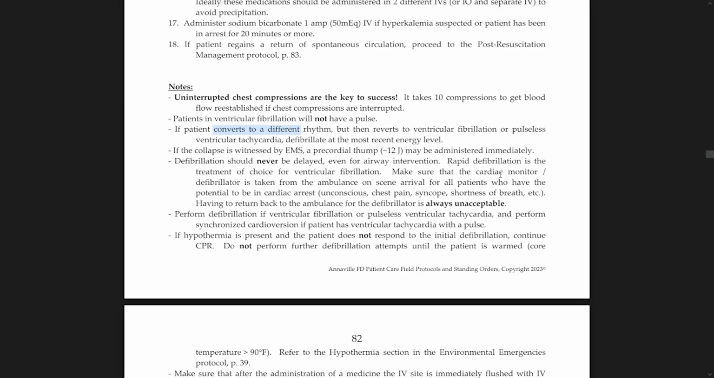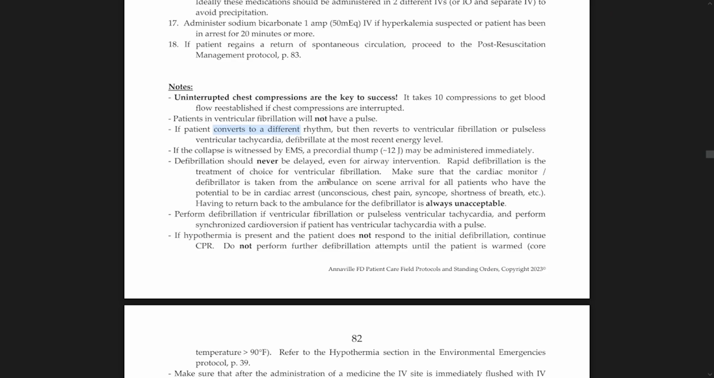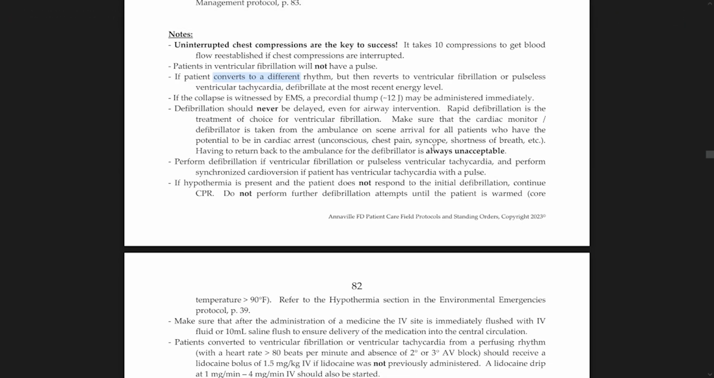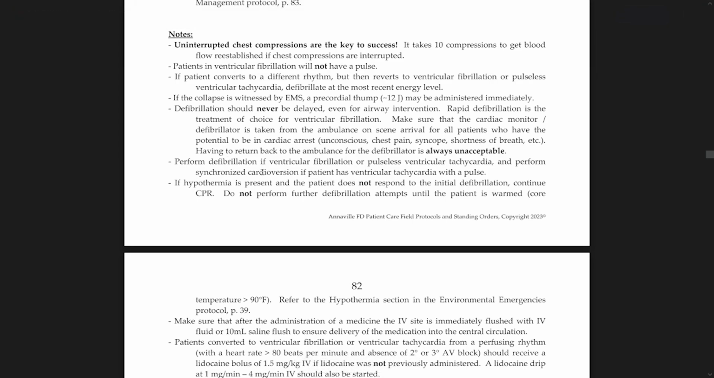Make sure that the cardiac monitor defibrillator is taken from the ambulance on scene arrival for all patients who have the potential to be in cardiac arrest. Unconscious, chest pain, syncope, shortness of breath: you should always have your monitor at least. Having to return to the ambulance for the defibrillator is always unacceptable. Perform defibrillation if VFib or pulseless VTach, and perform synchronized cardioversion if the patient has VTach with a pulse.